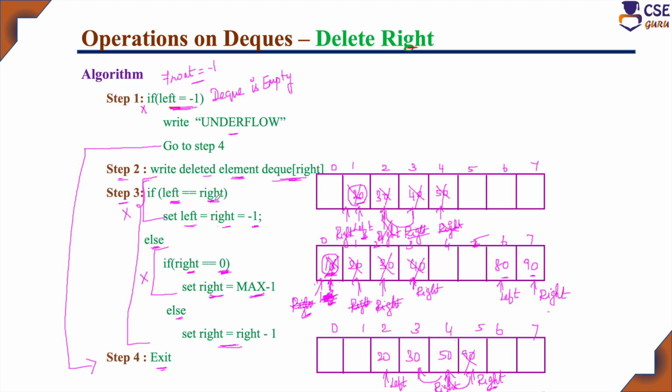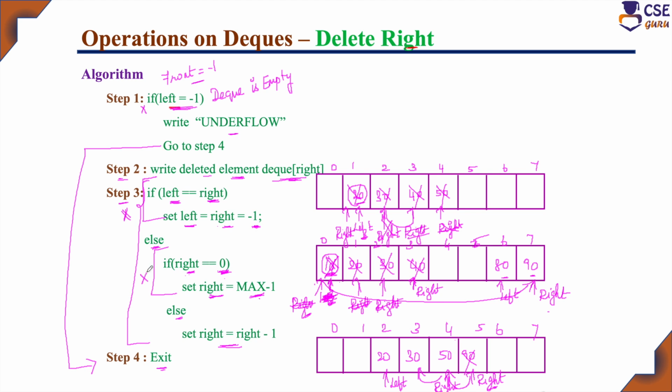Then step 3, if the left and right pointers are pointing to the same memory location, it means that is the only element in the DQ data structure. After deleting that element, set the left and right pointers to the -1 memory location. If this condition is false, you have to check if the right pointer is at the 0th position. When you are implementing the delete right operation, if the right pointer is pointing to the 0th memory location, after deleting that element, the right pointer should be reassigned to the max -1 position. So if right = 0, set right = max -1. Automatically the 0th memory location element will be deleted.